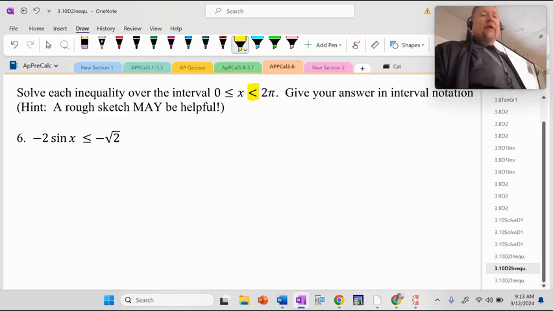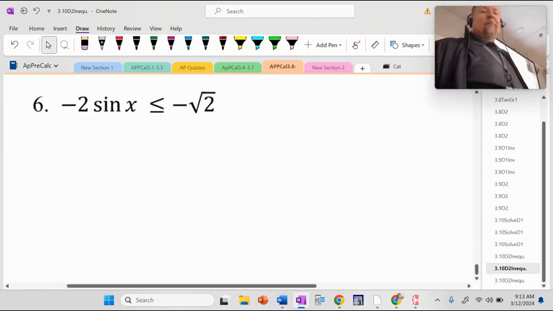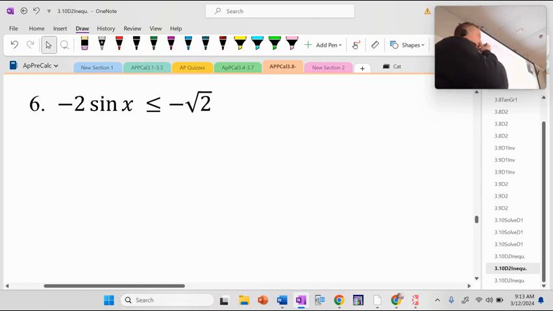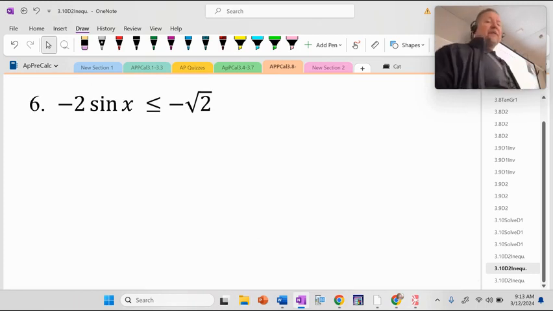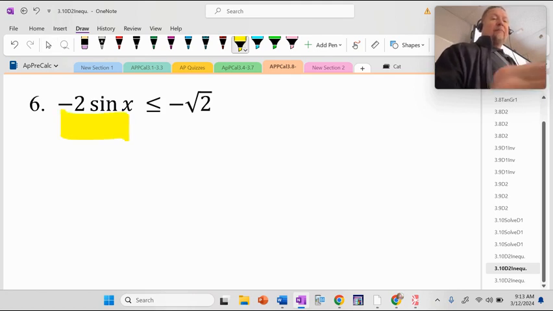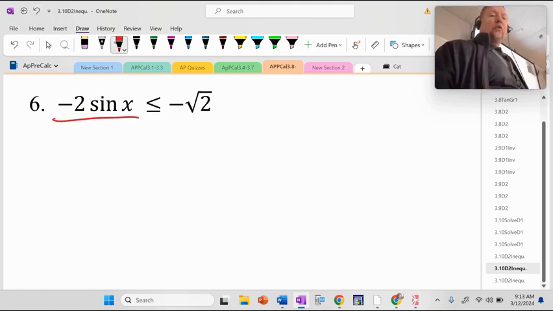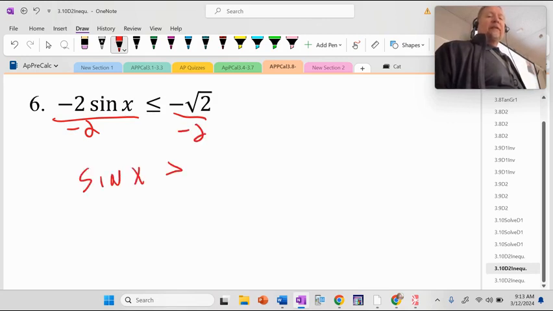What do we do first? Divide by -2. What happens to the inequality when you divide by a -2? It flips. If you don't flip, you get completely the wrong intervals. You get the exact opposites of the intervals that you're supposed to be getting.